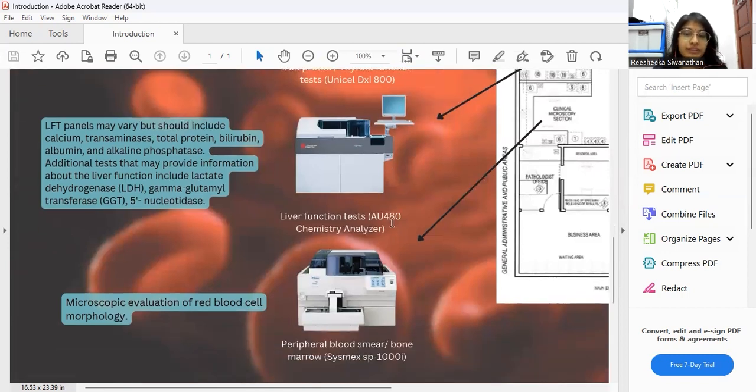The next section will be the clinical microscopy section, where a peripheral blood smear or bone marrow smear can be conducted. Peripheral blood smear will be done for microscopic evaluation of red blood cell morphology, while bone marrow smear is to diagnose bone marrow disorders. The instrument named Sysmex SP1000i provides rapid automated preparation of peripheral blood smears to help laboratories meet and standardize smear review turnaround times.